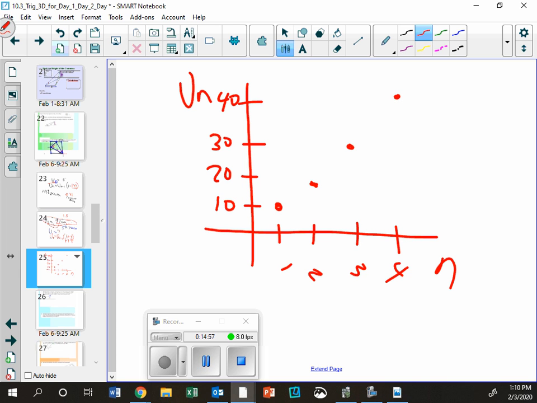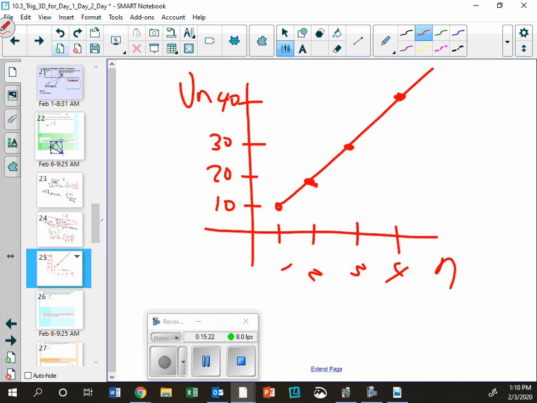Does that look like exponential growth? No, because it's a straight line. That looks like what kind of growth? Arithmetic growth, not geometric. Geometric is like what exponential growth is. This is not geometric. It's just going up 10 each time. So if you're thinking, well, how am I supposed to put in an equation for that?